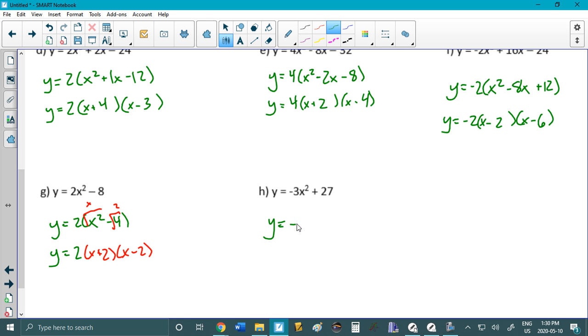Next one, again, we take out the negative 3 first, and we get x squared minus 9. And again, we have a difference of squares. So we have x plus and x minus.